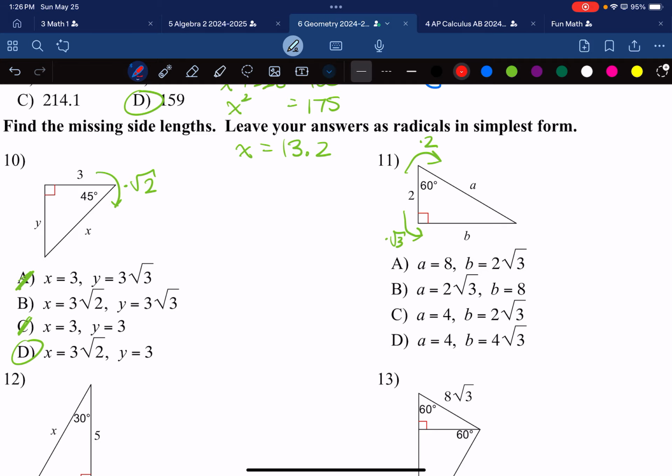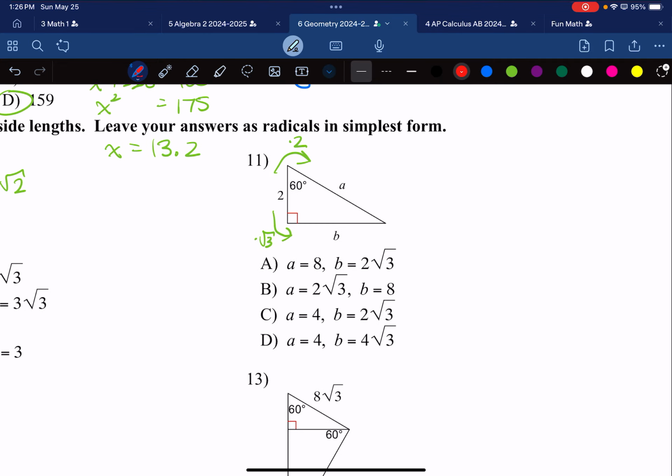What about number 11? Number 11, in order to move over here, we're just multiplying by 2. 2 times 2 is 4, so I'll put a 4 up there. If a is 4, that's going to be between c and d, so it's just c and d. And moving over here, 2 times root 3 is 2 root 3. 2 root 3 is going to be option C.